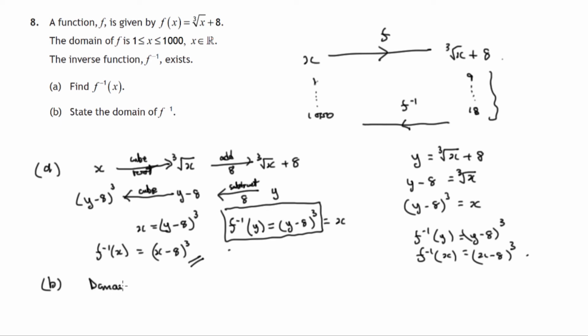These are the allowed values. So the domain of f to the minus 1 is all the numbers between 9 and 18. Now we'll write it in the form that they wrote the domain of the original function f. So that goes from 9 up to 18. So we're allowed to use any number from 9 up to 18 in this inverse function.